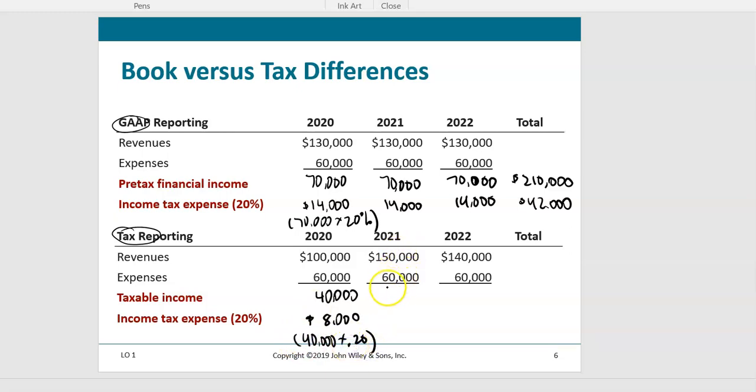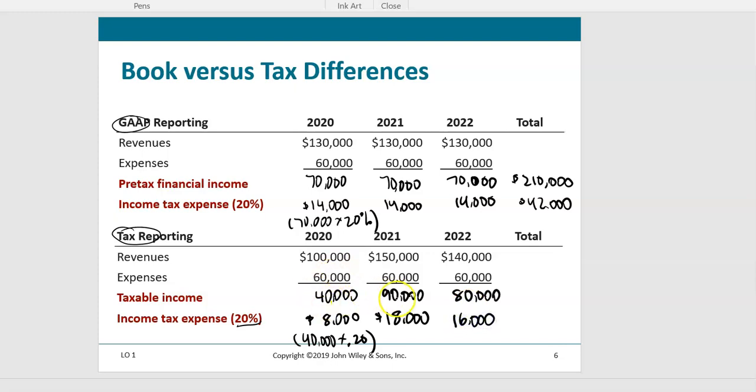Year 2021, we see that taxable income is $90,000. At a tax rate of 20%, we are actually going to owe and pay the government $18,000. In year 2022, taxable income is $80,000. Multiply that by the tax rate of 20%, and income tax expense is $16,000.